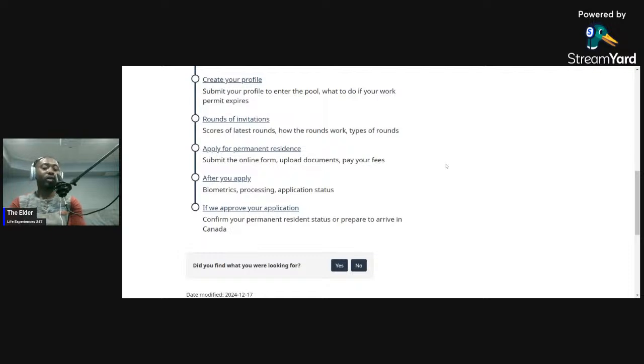So now that we are done, I've taken you through the process. This is more like a summary of it. I'm now going to take you to the application itself. You are going to log into my account, and then we get to see exactly how to start the process.